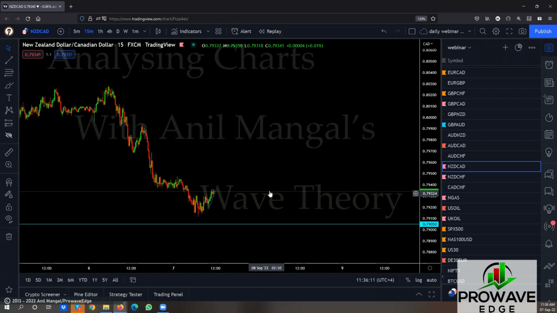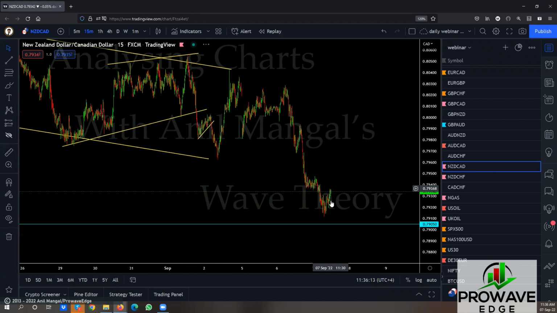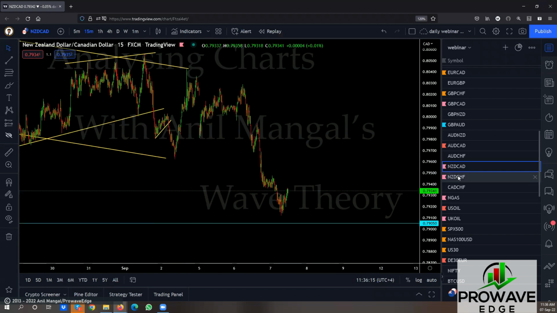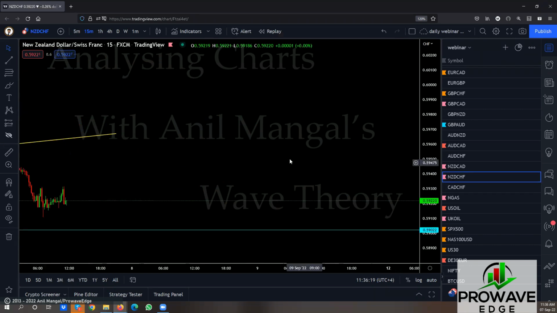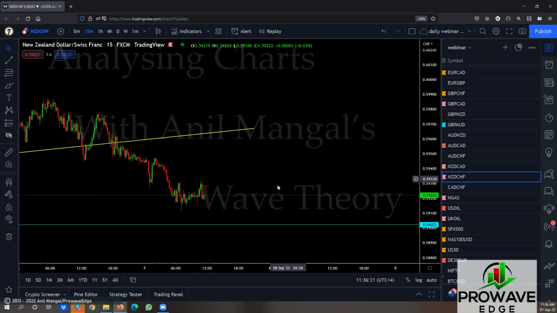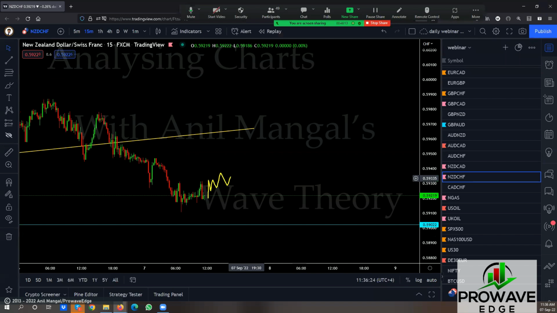New Zealand CAD, we're waiting for this to make, this is not a consolidation. We wait for it to consolidate. New Zealand Swiss, not a consolidation. Wait for it to consolidate. Okay, it kind of went up already. So you can make an argument for a small one, but I prefer them to consolidate more. I want to see more consolidation here, and then we'll take this straight down.